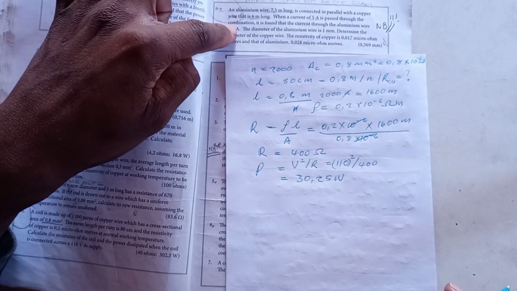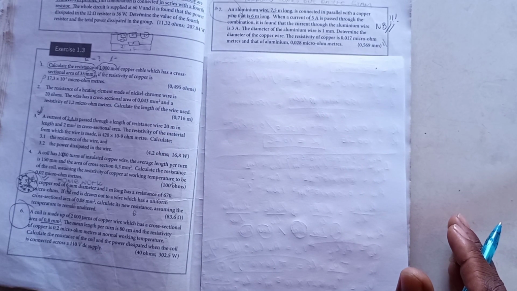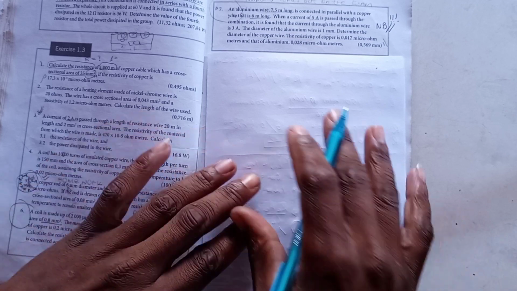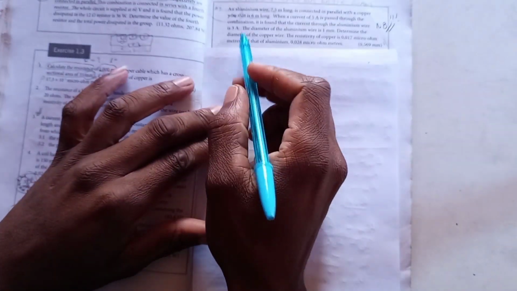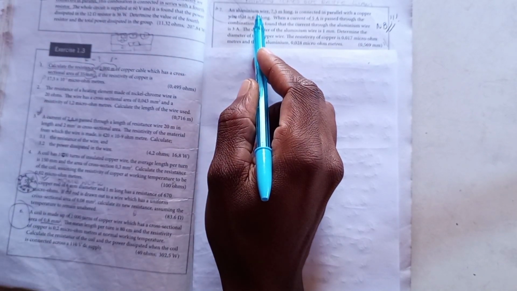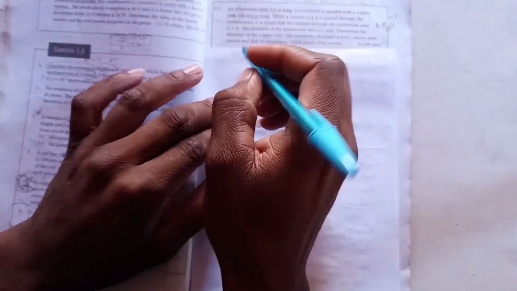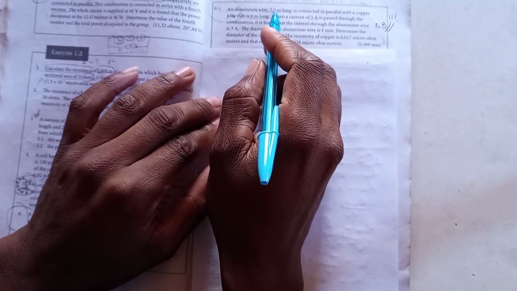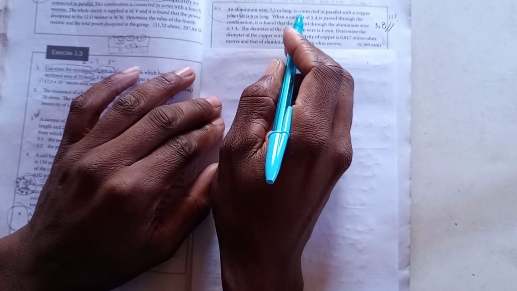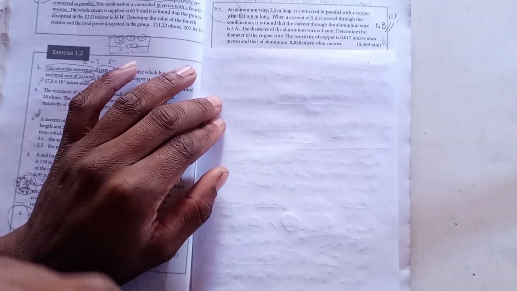Let us now come here. Let's just do this one here. There's NB there. Now I'm worried. Why was that NB there? An aluminium wire. Aluminium wire. Let me check my time. I work with time. Aluminium wire long is connected in parallel with a copper wire, that is okay.